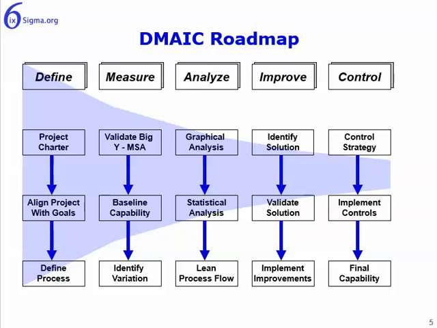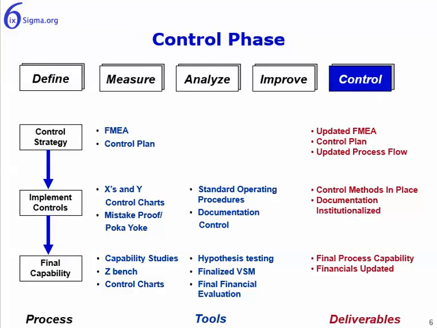Looking at DMAIC first, there are three high-level activities that are executed in the control phase. The first is control strategy. The second is an implementation of the controls. And then the third is final capability. Looking at those in detail, on the control strategy side, we want commonly an FMEA and also commonly a control plan. And this gives us now a completely updated FMEA, a control plan, and perhaps an updated process flow. So now we've got the process finalized.